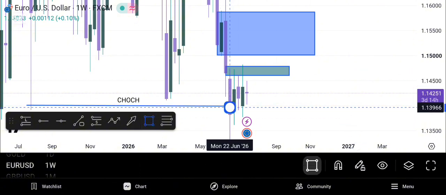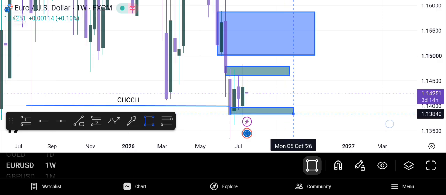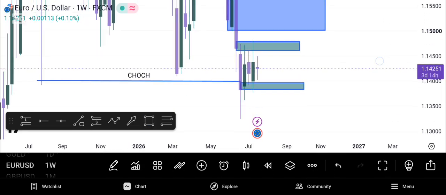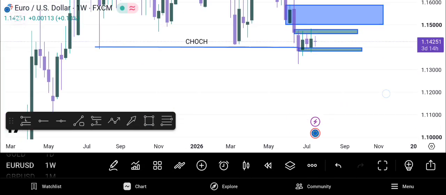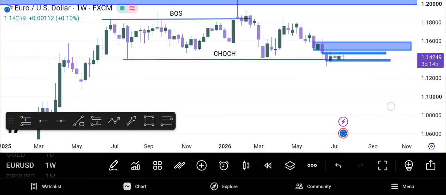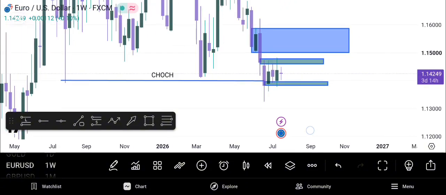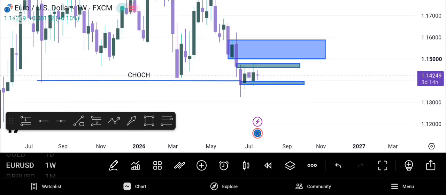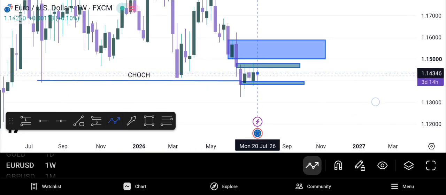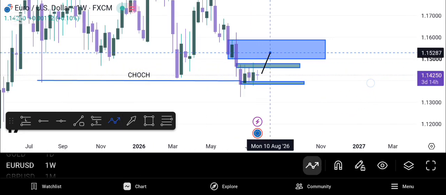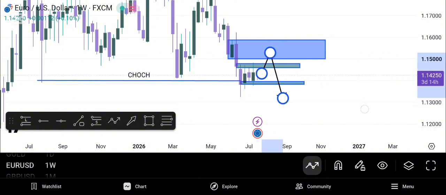Now how do I know price has been consolidating? We can see price already gave us a couple of touches around that level. So that's what we have from the weekly time frame. We'll be expecting price to fall massively to the downside, but what I'm anticipating is that price will break above this zone and then sell to the downside.